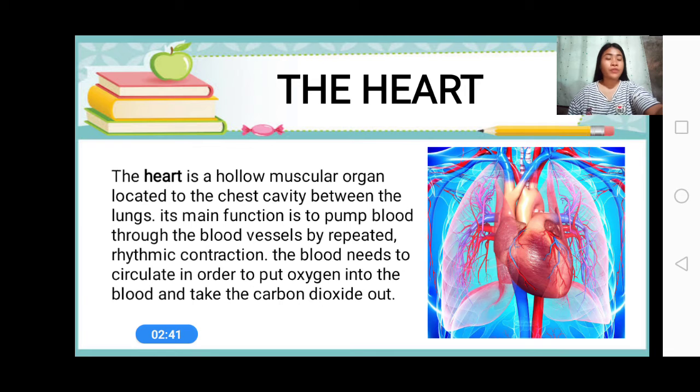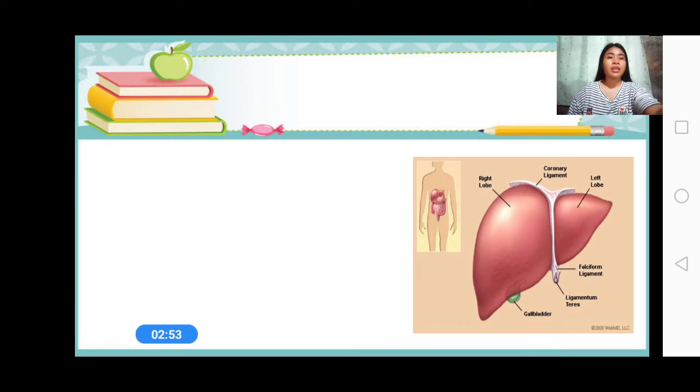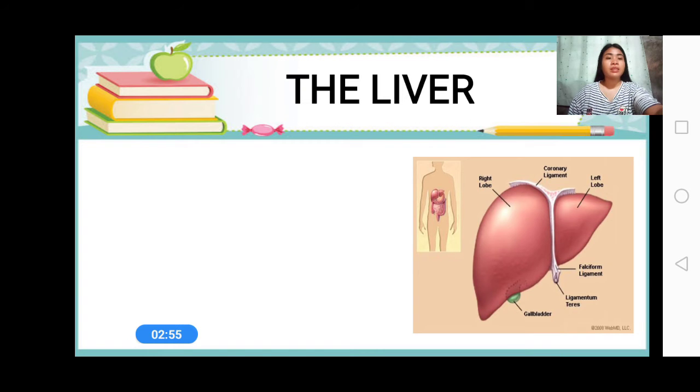Now, what is the main function of the heart? To pump blood through the blood vessels by repeated rhythmic contraction. So what is the first major organ? The heart. Okay, so where is the heart located? In our chest cavity between the lungs. Do you understand?